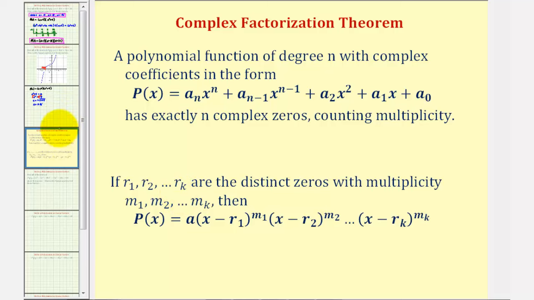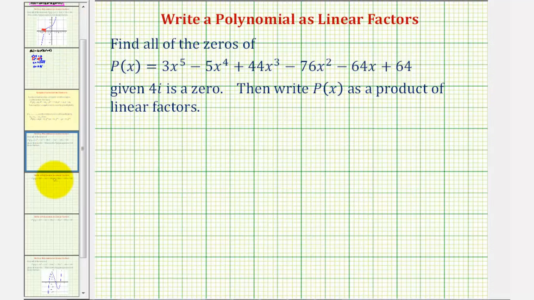So going back to our example, the first thing we should notice is that we're given 4i as a 0. So if we're keeping a list of our zeros, we know that x equals 4i is a 0, and complex zeros always come in pairs. If 0 plus 4i is a complex zero, which we're given, then the conjugate of this, 0 minus 4i, would also be a 0. So we can also make a note that x equals negative 4i would be a 0 of the degree 5 polynomial function.